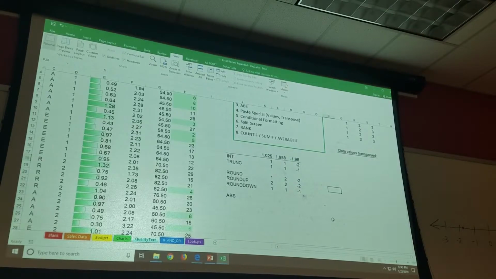And so when you force a round up, it takes this up to 2. Even though it was closer to that one, it takes it up to 2. Takes this one up to 2. Look at that. It took it up to -2. That's down on a number line.